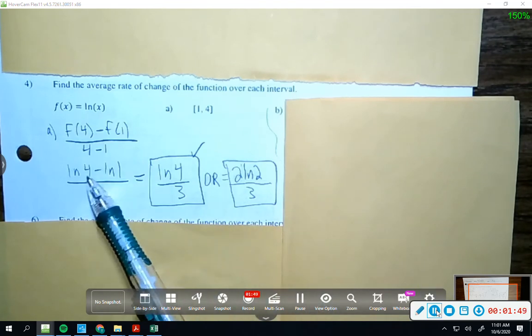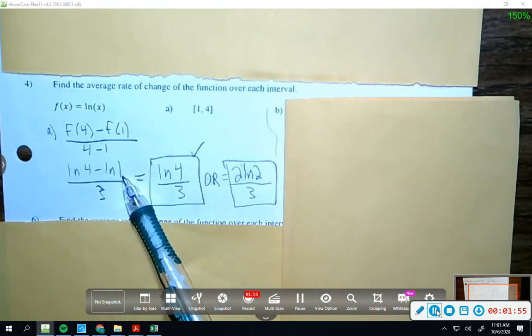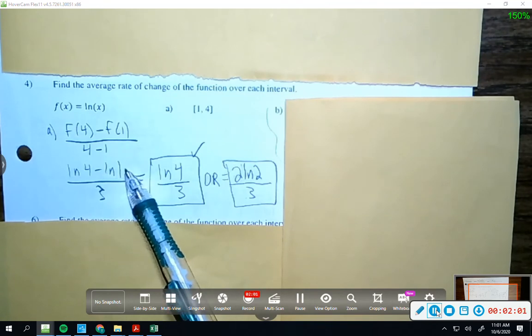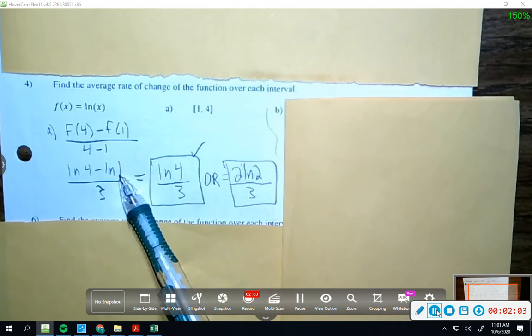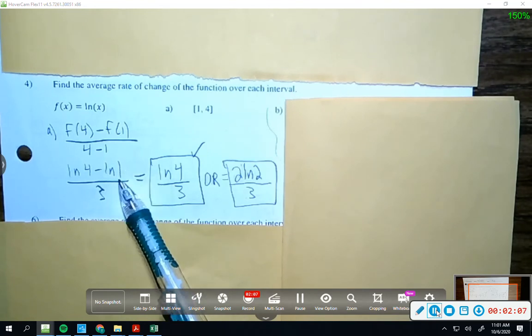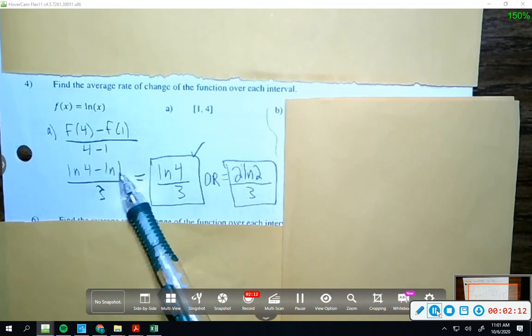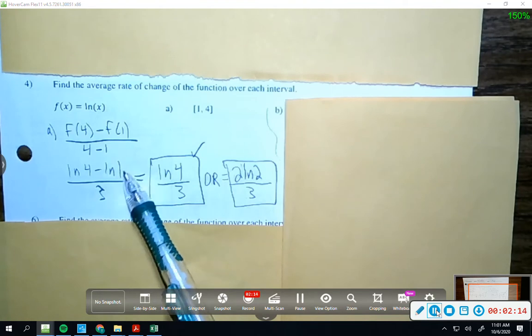So natural log of 4, here's the function. So natural log of 4 minus natural log of 1 all over 3. Make sure that you know that the natural log of 1 is 0. Remember, a logarithm says, what does the exponent have to be in order to produce this number? Well, it doesn't matter what the base is. The exponent has to be 0 to produce a number of 1. Any base raised to the 0 power is 1. Therefore, the natural log of 1, or the log of 1, or the log base 2 of 1, any logarithm of 1 is always 0. We have to recognize that right away.